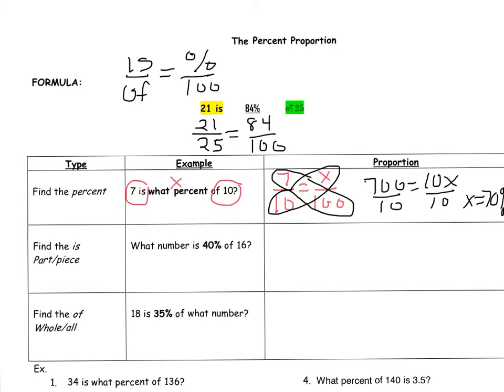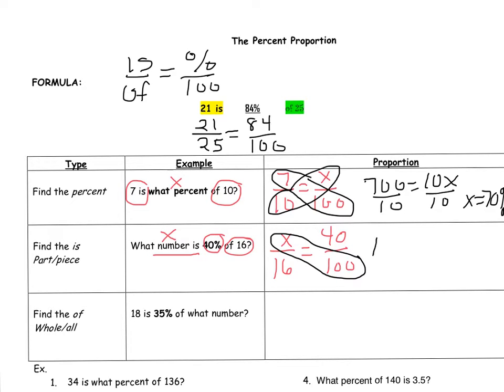The next one says, find the is. So what number is 40% of 16? So this time my x is the is part. Then I'm given my percentage and I'm given my whole. So x is going to go where is should go. The whole, or the of, is 16. I'm given my percent, so that goes in the numerator, and percents are out of 100. And then you still cross multiply and divide.